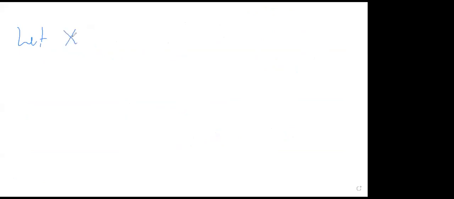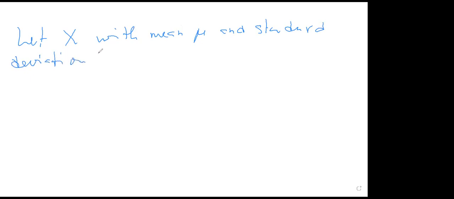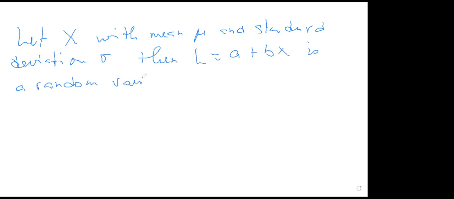So let X be a random variable with mean mu and standard deviation sigma. Remember, standard deviation is the square root of the variance. Then L equals A plus BX is a random variable. And the mean of L, let's call it E of L, is A plus B times the mean of X.